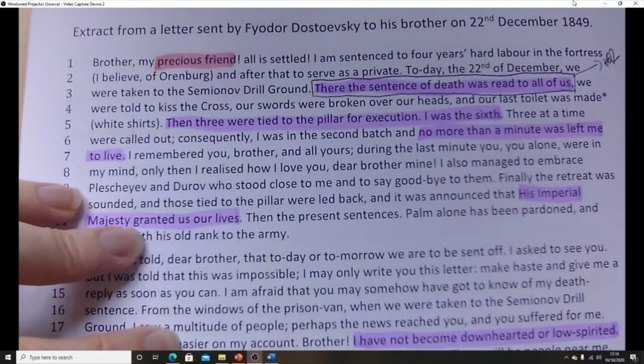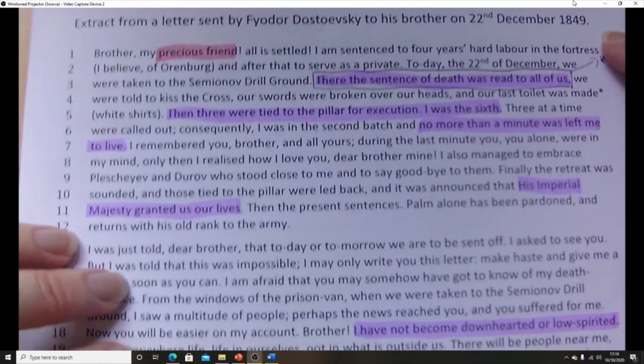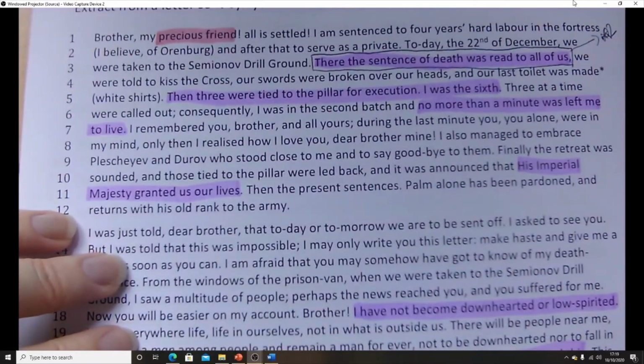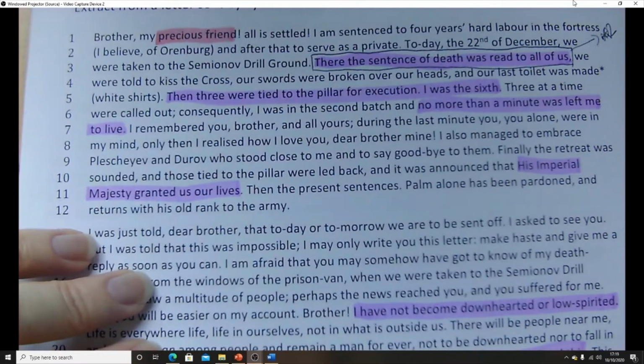I am sentenced to 4 years hard labour in the fortress, I believe, of Orenburg, and after that to serve as a private. Today, the 22nd of December, we were taken to the Semenov drill ground. There, the sentence of death was read to all of us. We were told to kiss the cross. Our swords were broken over our head, and our last toilet was made.